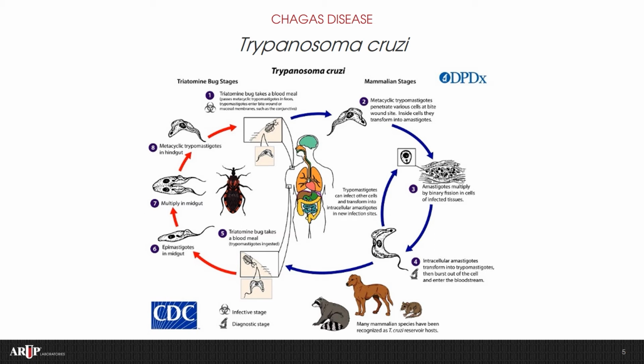The chronic phase may include cardiac and gastrointestinal involvement. Amastigote invasion of smooth muscle can lead to megaesophagus, megacolon, and dilated cardiomyopathy. Complications of chronic Chagas disease may be fatal.